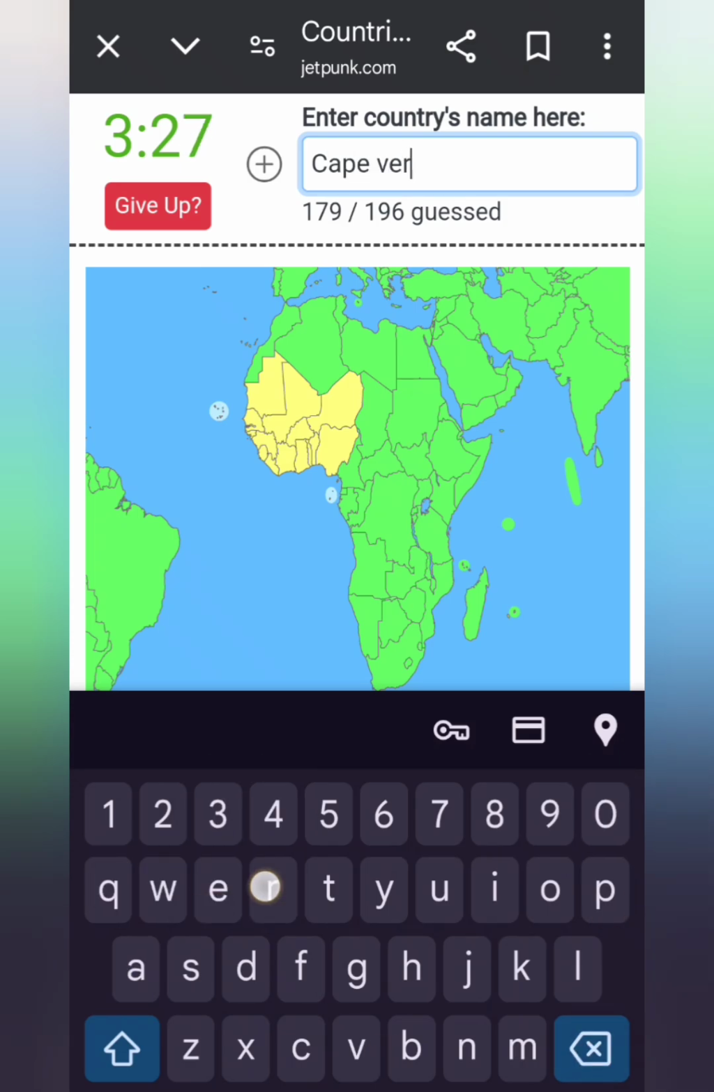Cape Verde, or whatever it's called, Cabo Verde. The land one first is Mauritania. Below Mauritania, it is Senegal. Gambia being the funny face of Senegal. Then Mali, Burkina Faso.